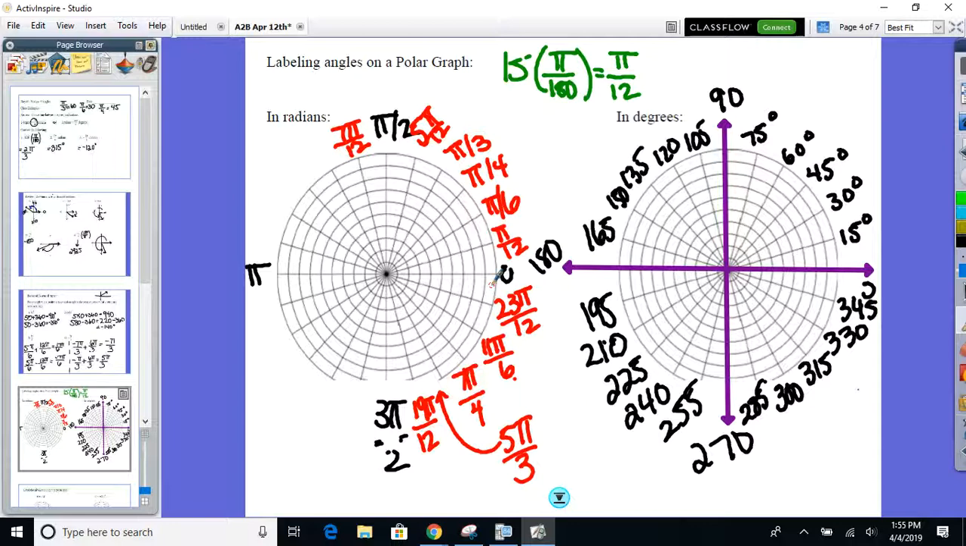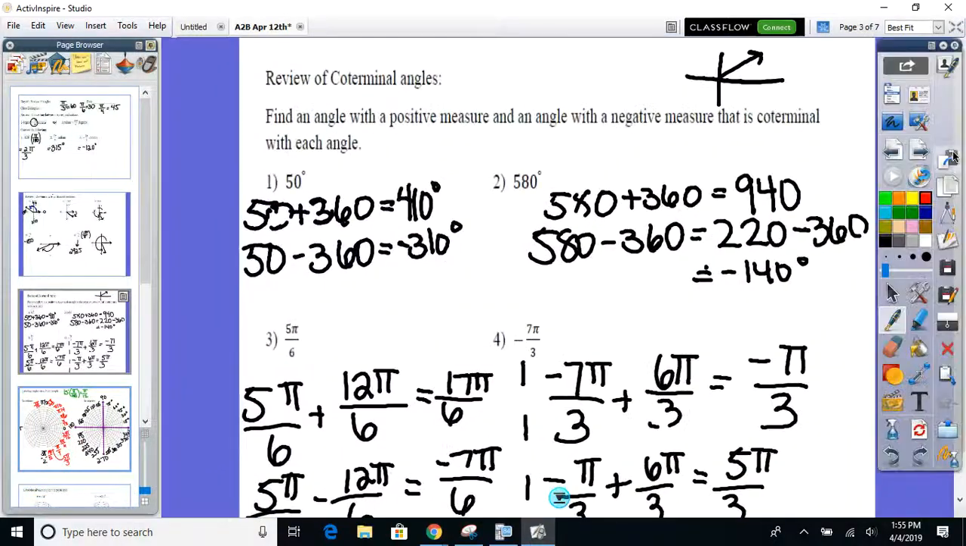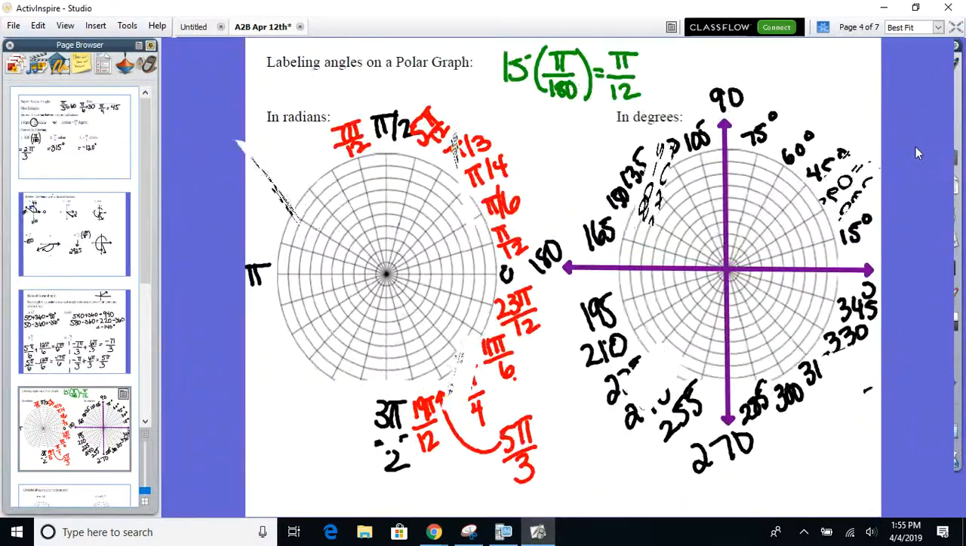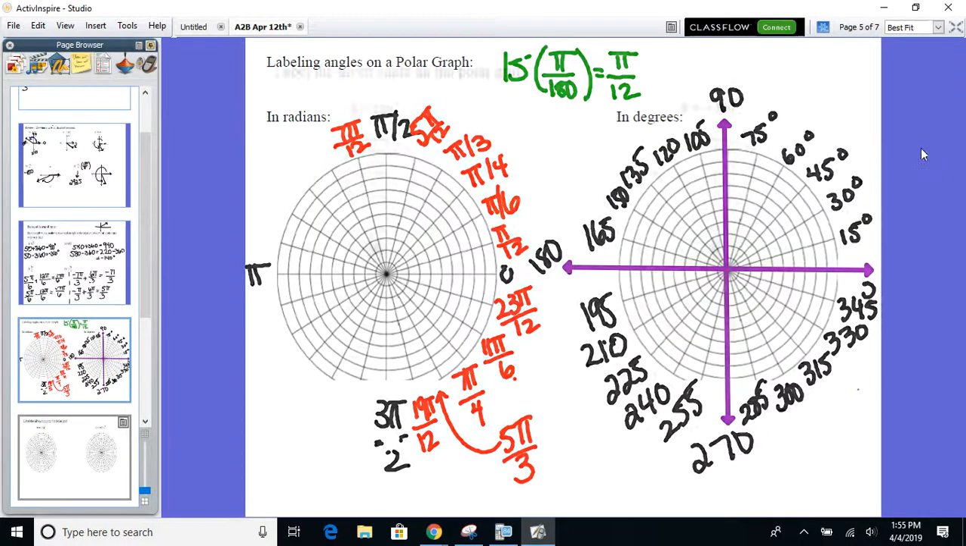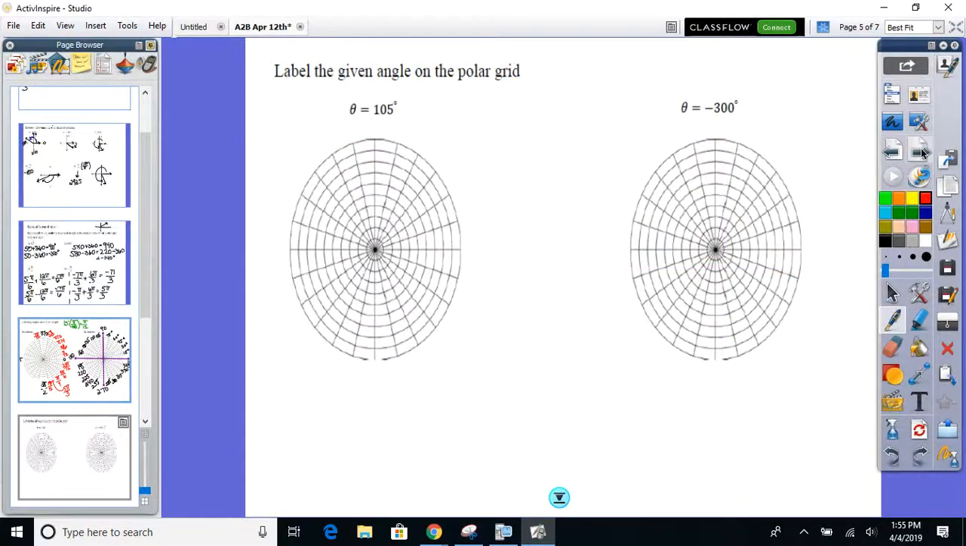We all good? Yes, maybe? Can I show you why you don't need to memorize this now? Everyone all set? Okay, we're time to graph it now. So I want to graph 105.